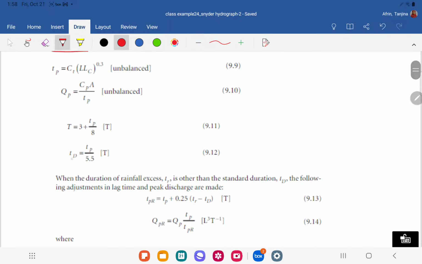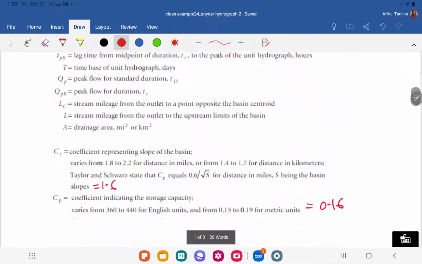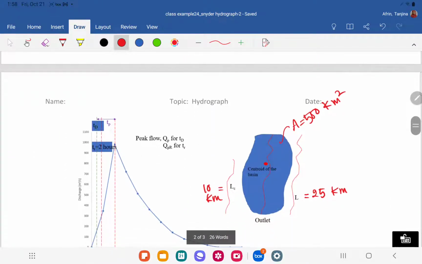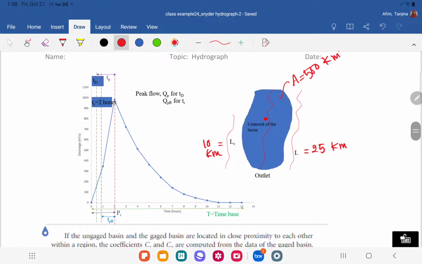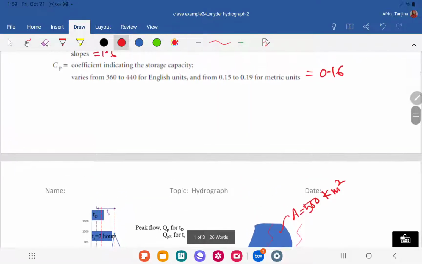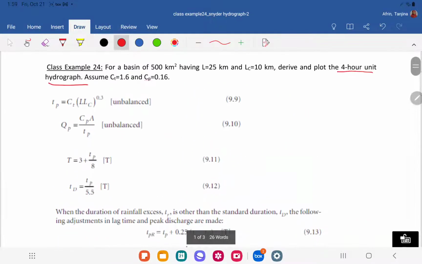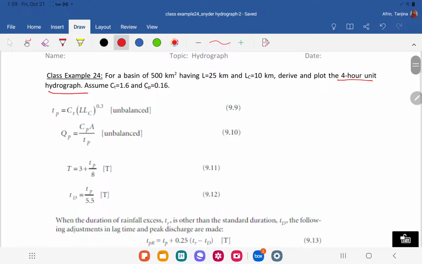If you look here, TD is TP over 5.5. Now the TP is from the center point of the standard duration of rainfall excess to the peak, TP. So it's based on channel geometry. We need to calculate the TP first, and then once we have the TP we can calculate the TD. Okay, so that is our very first step.